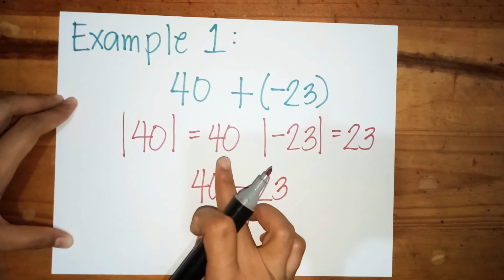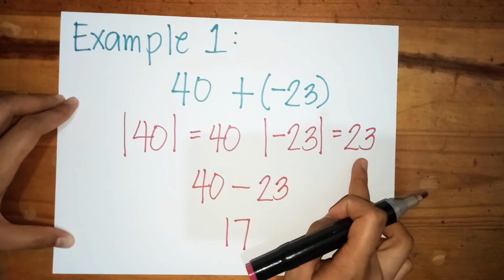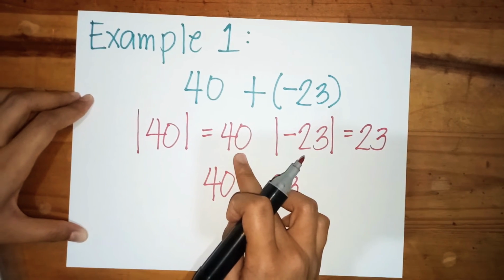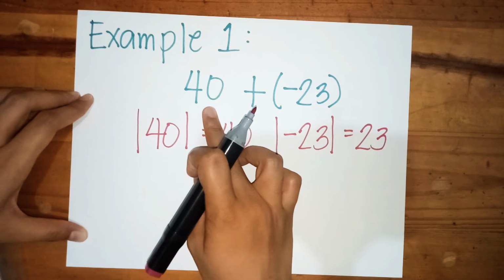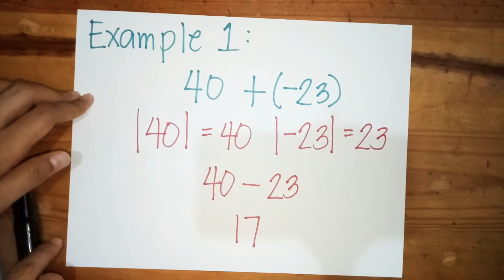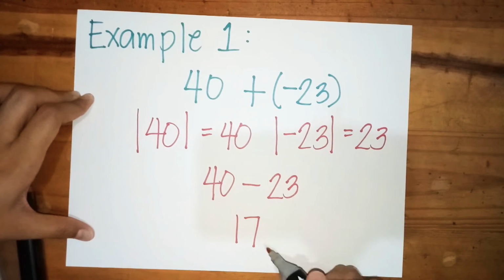Which is bigger, 40 or 23? Yes, you're correct. 40 is bigger. Now, go back to the given. What is the sign of 40? That is positive. Therefore, our final answer is positive 17.